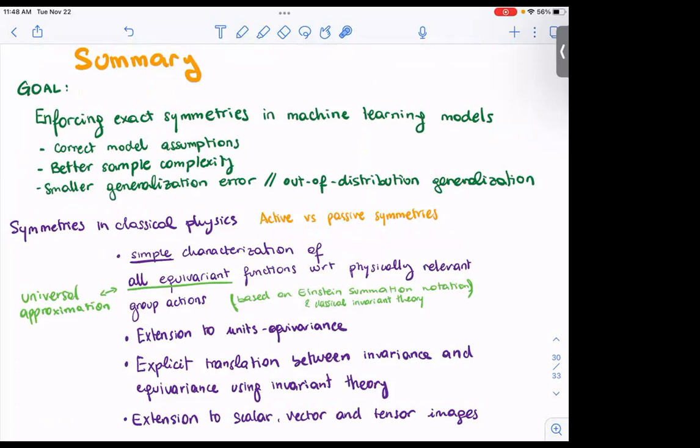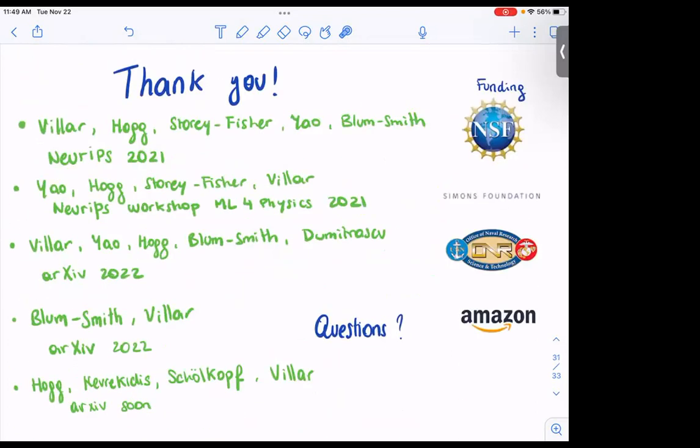And finally, I'm just going to summarize: we believe that enforcing exact symmetries in machine learning is the right thing to do because it gives us the correct model assumptions. It gives us small sample complexity and small generalization error, and you can also generalize out of distribution. The symmetries in classical physics can be separated into active and passive symmetries. And there's a simple characterization of all equivariant functions with respect to physically relevant group actions based on Einstein summation notation that I didn't define, but basically it's classical invariant theory. We extend this to units equivariance, and we have an explicit translation between invariance and equivariance using invariant theory. And we can extend this to images as well, and we're working on that. So these are my references and the funding that I have, and please ask questions if you have any.